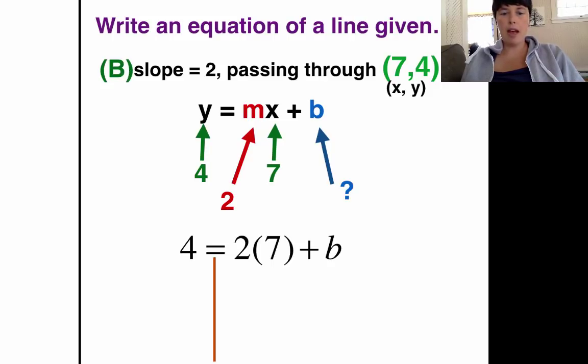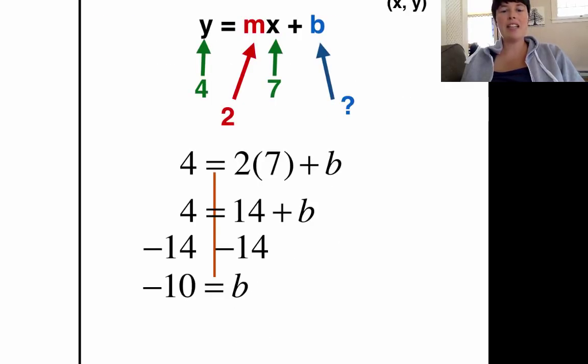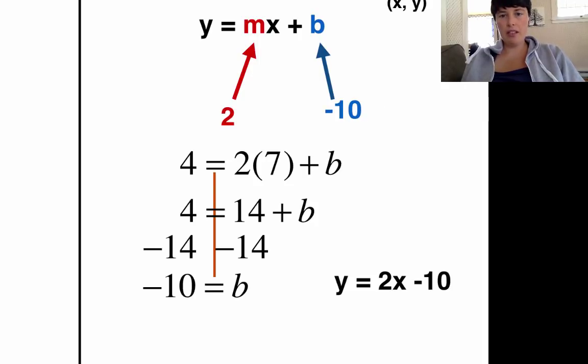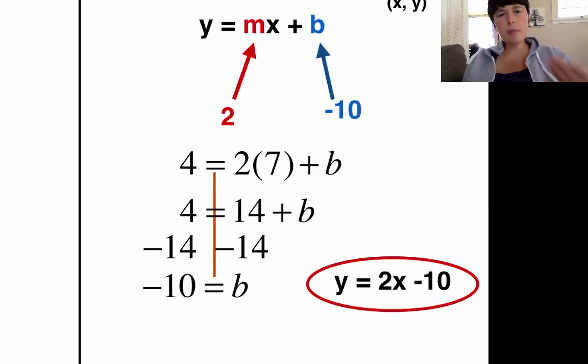So let's do some quick math here. 2 times 7 is 14. If I take that 14 away to the other side, 4 take away 14 is -10. Now I know my b value. -10 is equal to b. So back to my equation, I can replace b with the -10. My equation is going to be y equals 2x and a -10. And there's my answer.